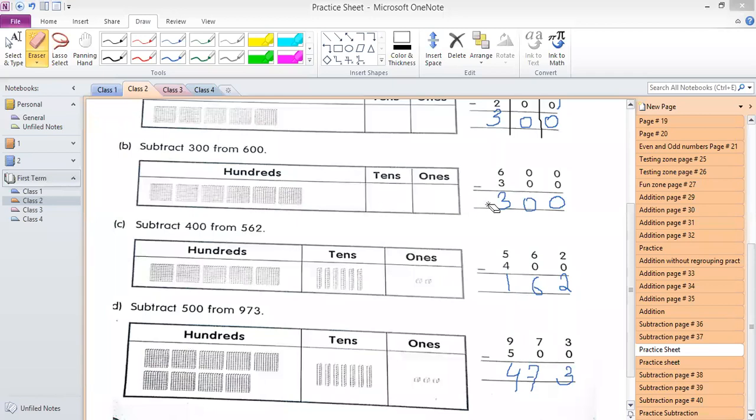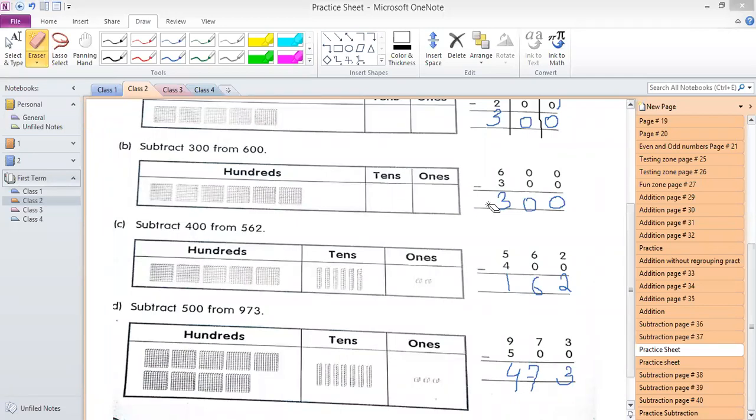Guys, we were learning about subtraction without regrouping, and we were doing the practice sheet in the last class. So a quick revision from the last class, what we were doing. I will revise some of the questions we did yesterday, and then today we are going to start the topic subtraction with regrouping, inshallah.